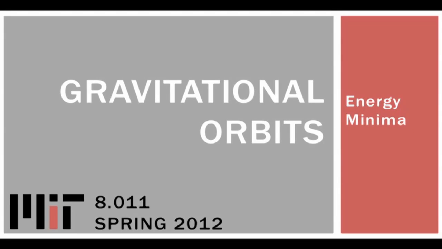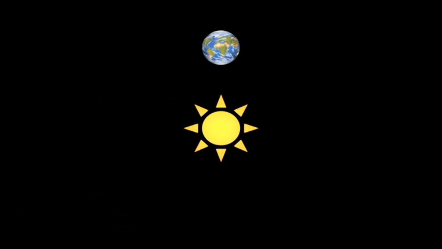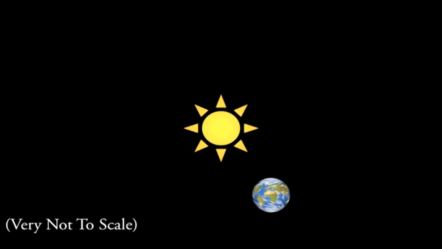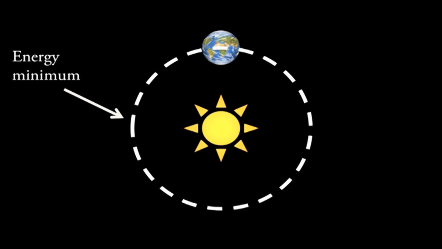I want to talk today about why there are stable orbits in a gravitationally bound system. If we look at something like the Earth-Sun system, which you can see here, very not to scale, the Earth goes around the Sun and it stays in a more or less circular path. And so we would think that somewhere there has to be a minimum of energy that the Earth goes to.